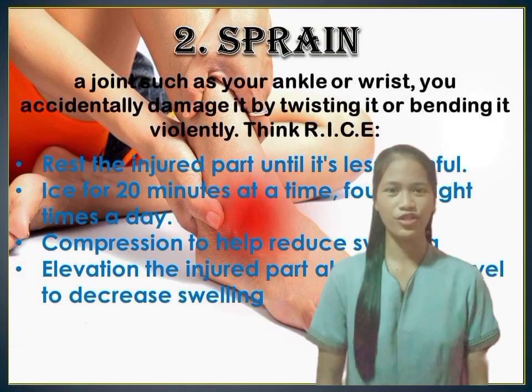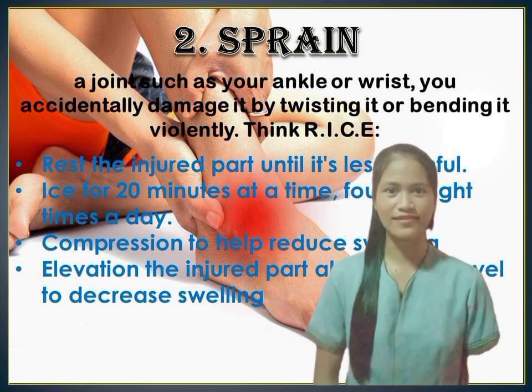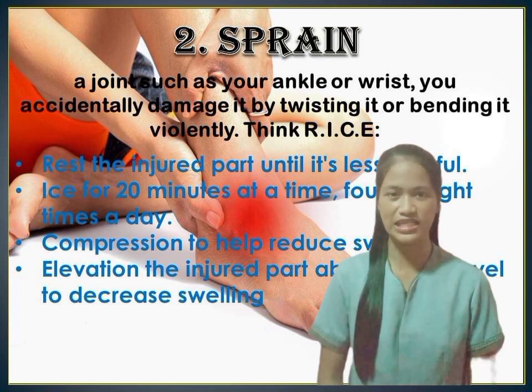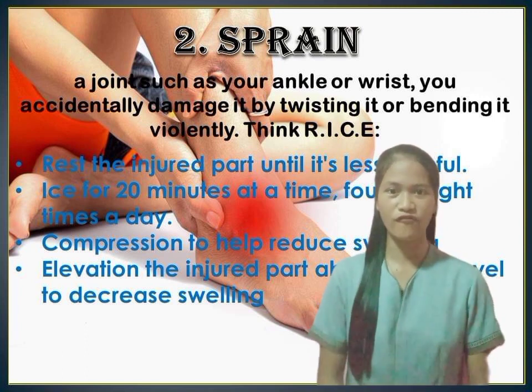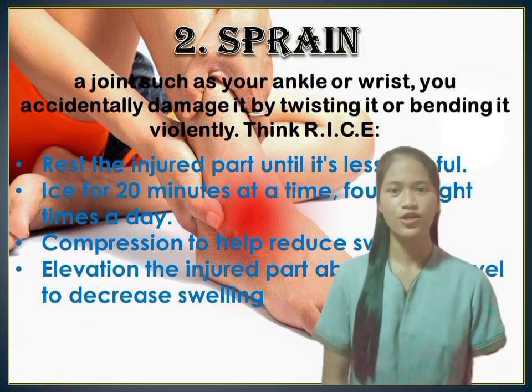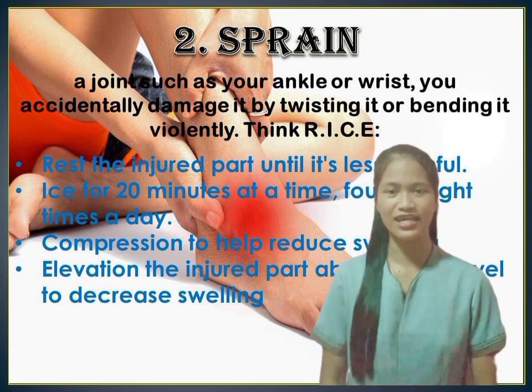The second common injury is the sprain. Do you know a sprain? It is an injury to a joint such as your ankle or wrist. You accidentally damage it by twisting it or bending it violently. And I will give you the first aid on how you will recover from your ankle or wrist sprain. You should think RICE, or R-I-C-E.